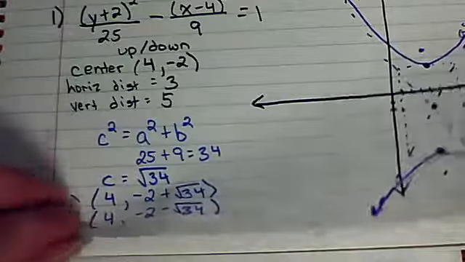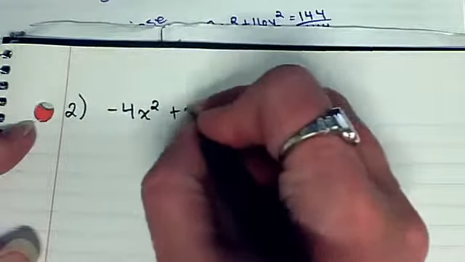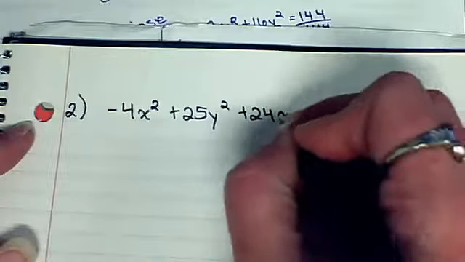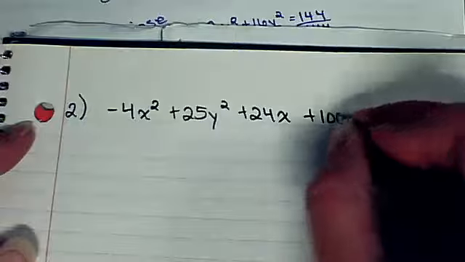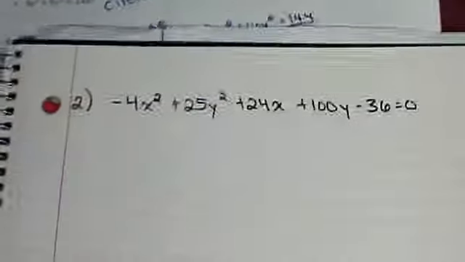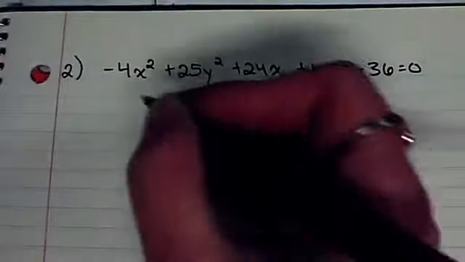Now, what if it wasn't given to us that pretty? Just want to do one problem where it's not pretty. And we're going to practice completing the square so we can get it into pretty form. First thing we need to do is group our variables.